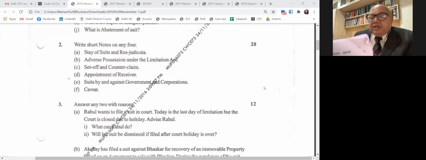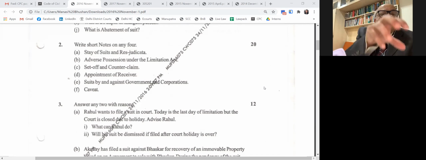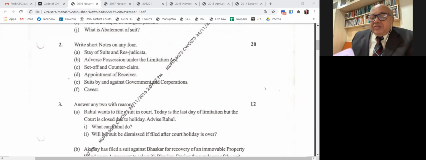Article 64 is adverse possession without title, meaning a person having possessory title only in possession, and 12 years. Article 65 is a suit based on title. A person having no title claims title on the basis of adverse possession.